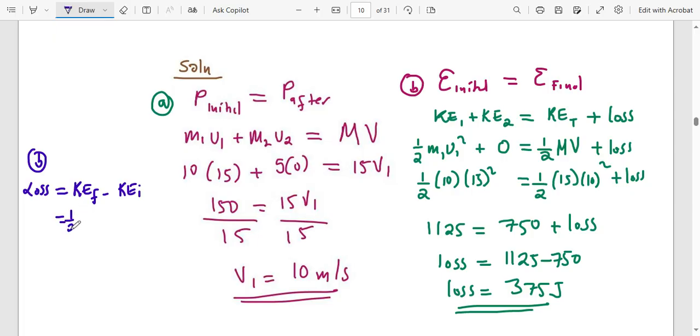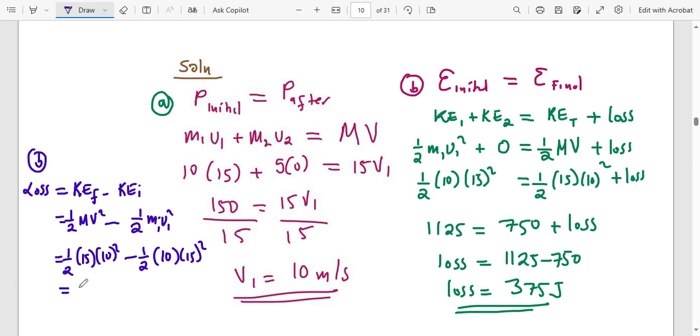The final kinetic energy is given by half mv squared. These guys stack, so their mass will be combined. And then the initial kinetic energy is only half m1 u1 squared plus half m2 u2 squared. But remember the second ball was at rest, so its kinetic energy is 0, so we'll not include it. This gives us half the combined mass after collision, 15, times the velocity after collision, 10, squared, minus half the mass of the first ball, which was 10, times the velocity at which it was moving, 15, squared.